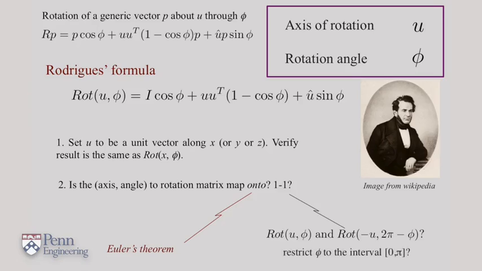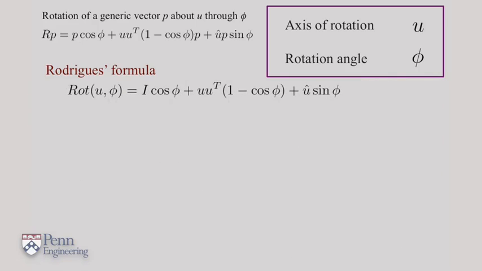So what if we restrict phi to this interval from 0 to pi? If we do that, then minus phi will not be in the same interval as phi. Likewise, 2 pi minus phi will not be in the same interval as phi. Does this make the map one-to-one? This is something you should think about. One way to explore this question is to look at Rodrigues' formula and then ask ourselves, for a given rotation matrix, can we extract u and phi from this matrix?